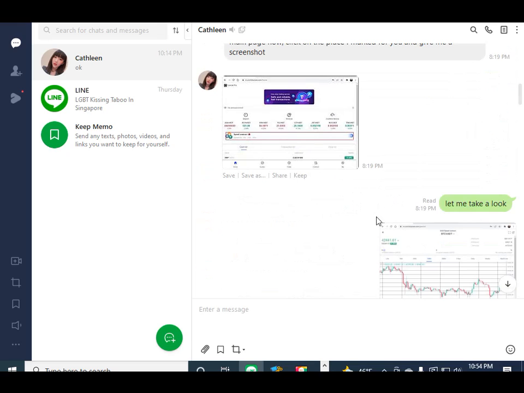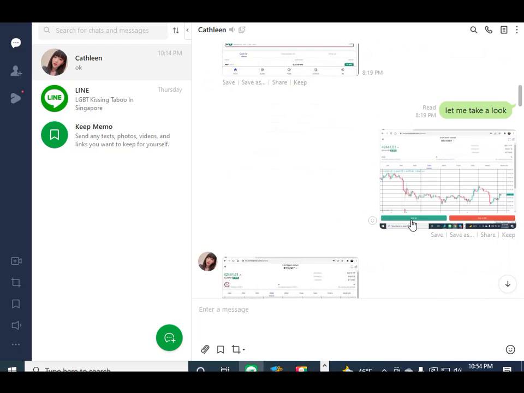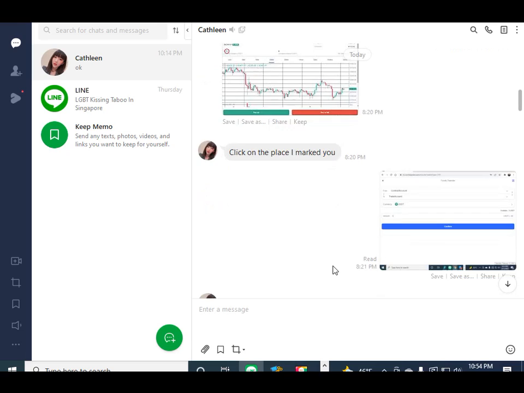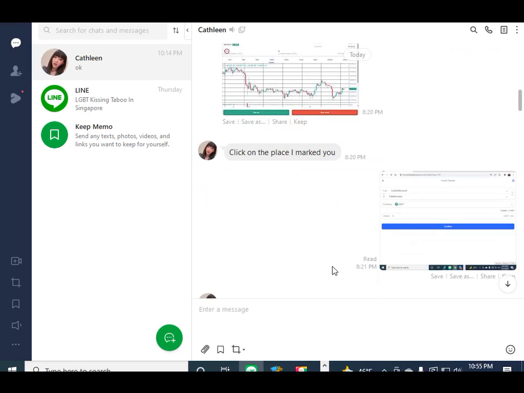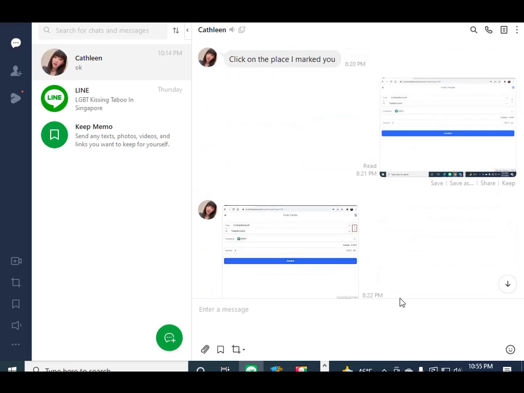Okay, right there. Let me look. Click on the place I marked you. Notice how interesting our English is. Click on the place I marked you instead of saying I marked for you. Singaporean English. Singaporean.